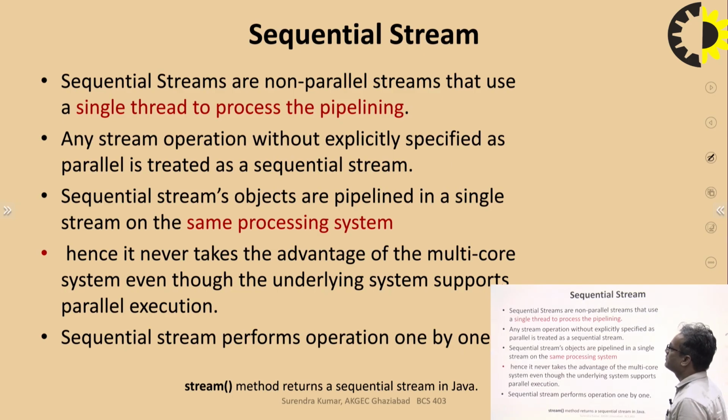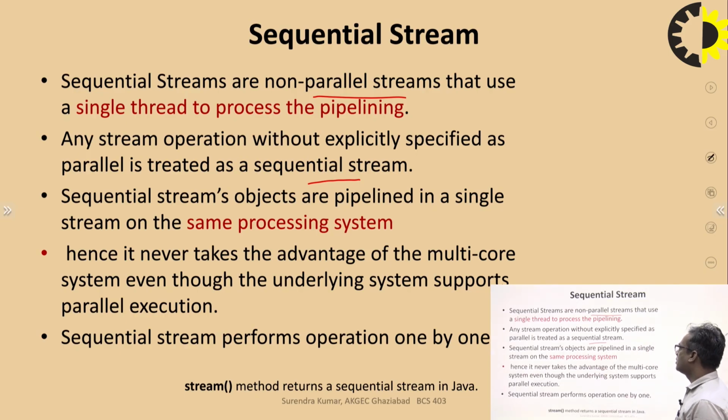One is the sequential stream, that is called a non-parallel stream, that uses a single thread to process the pipeline. यानी एक बार में एक प्रोसेस होगा. Any stream operation without being explicitly specified as parallel is treated as sequential. जब तक आप उसको parallel ना specify कर ले तब तक वो sequential ही मानी जाएगी.